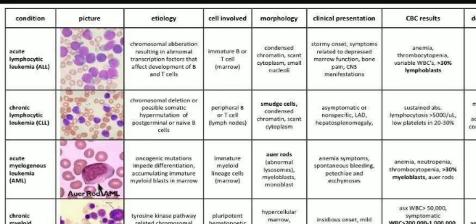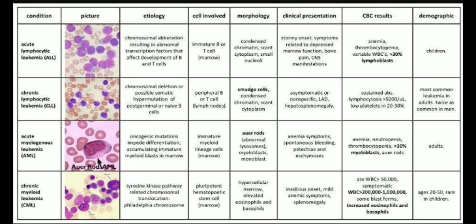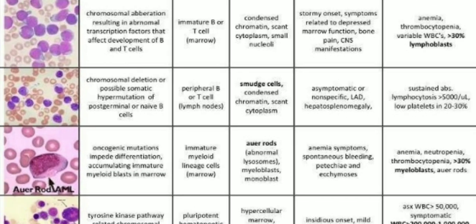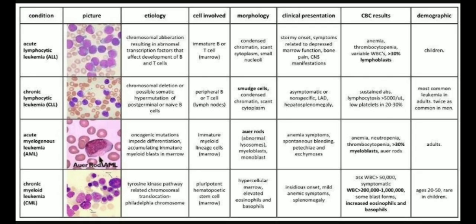If you do a differential count, it is more than 5000 per microliter. Platelet count is obviously low, RBC count also is low, so associated symptoms will be there. In CLL, constitutional symptoms affecting adults, mainly males, are more common than females, 3:1. Chromosomal aberration in the peripherally placed T and B lymphocytes, especially in the lymph nodes. So they will have CLL.